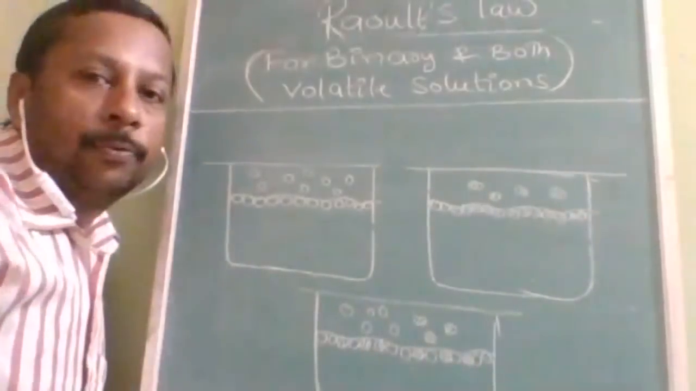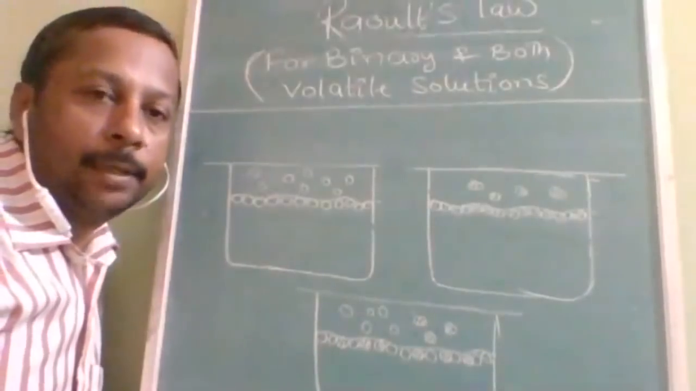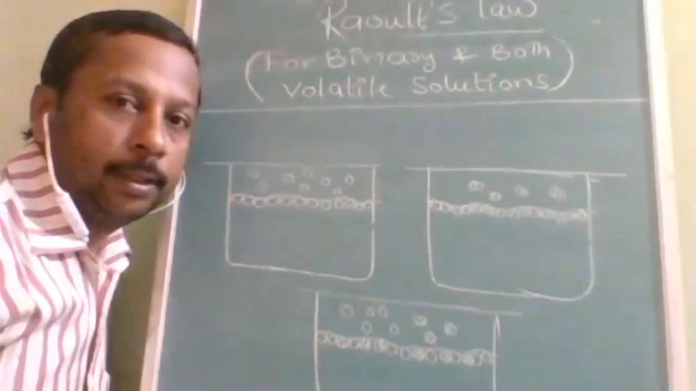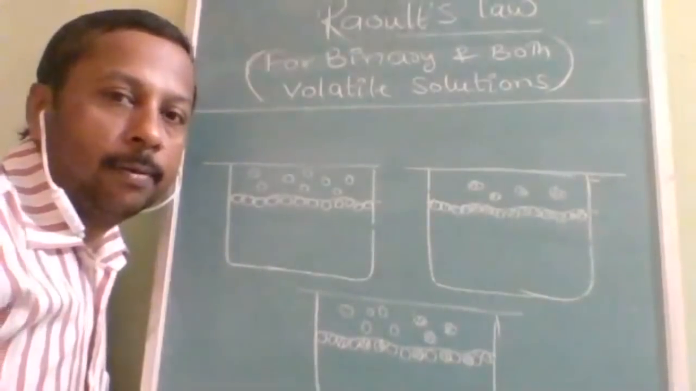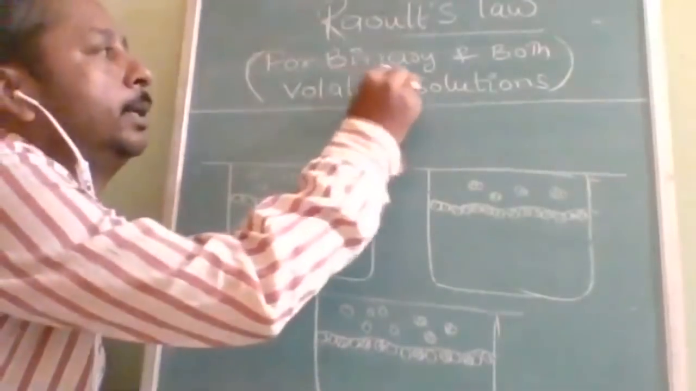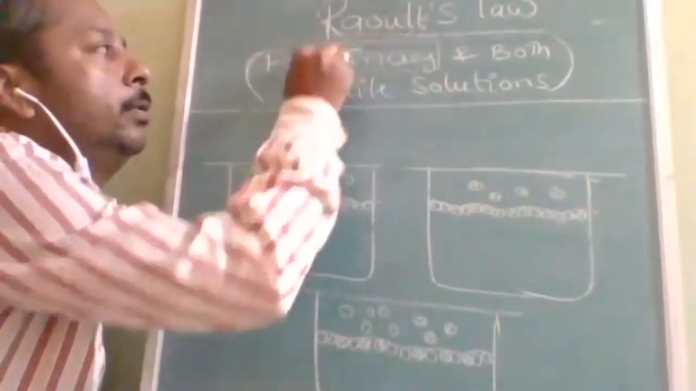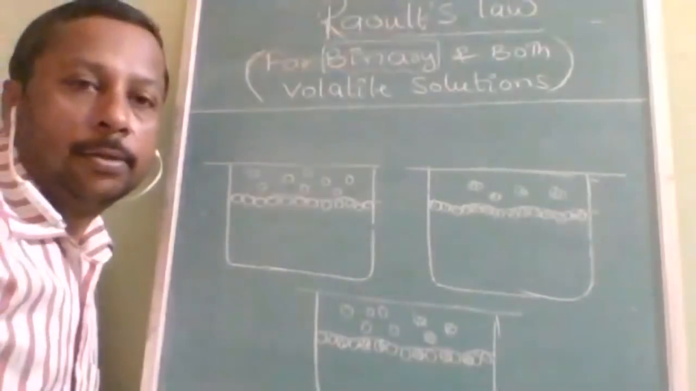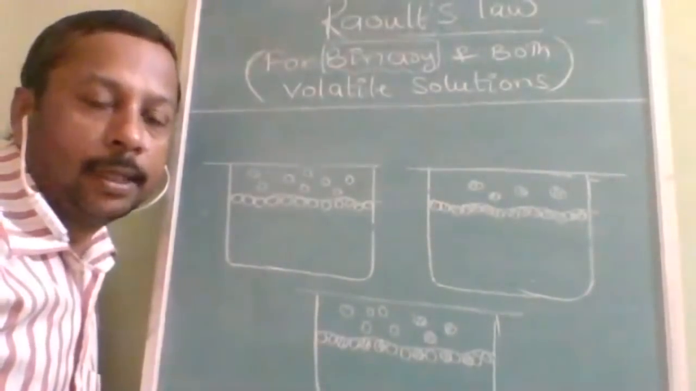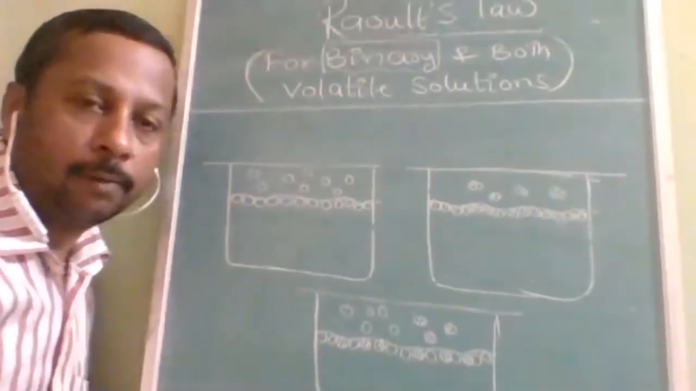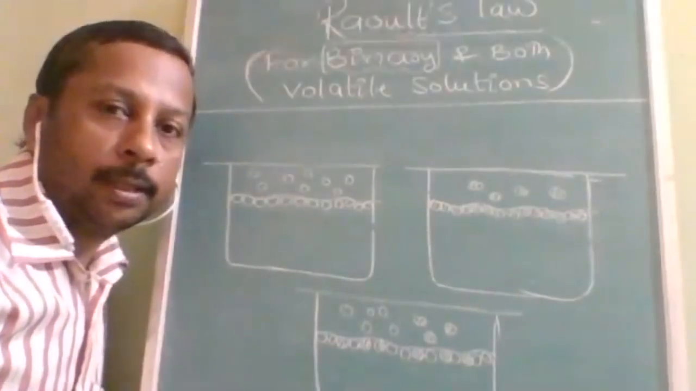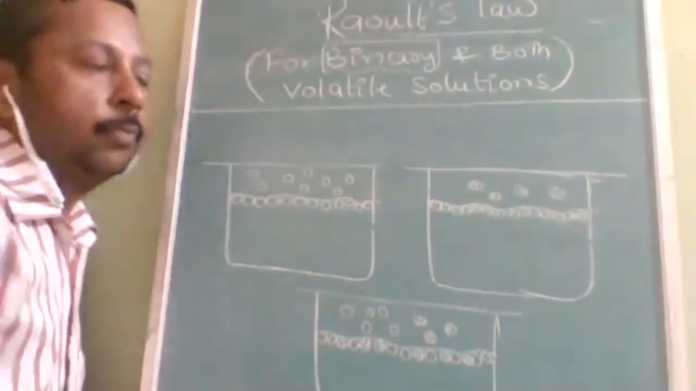Before Raoult's law, there are certain simple identifications and representations you should know. For that, I have drawn this diagram. First, let us see what a binary solution is. Any solution which contains two parts. Generally they are called solute and solvent, but here both are liquids and both are volatile.